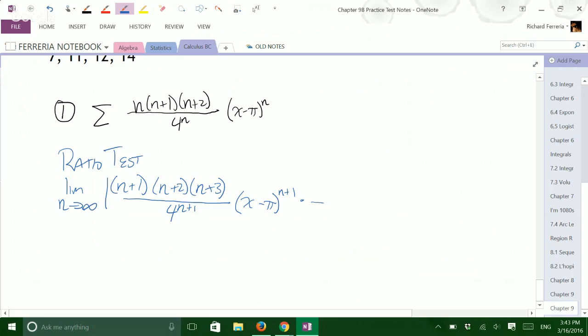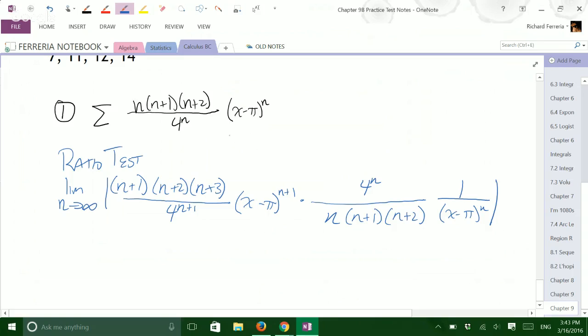And we're going to multiply that by our reciprocal, 4 to the n on the numerator, n plus 1, n plus 2. And then be careful here because the reciprocal, you do need to throw this on the denominator, the x minus pi to the n. That does get thrown onto the denominator. We got to be a little bit careful with that.